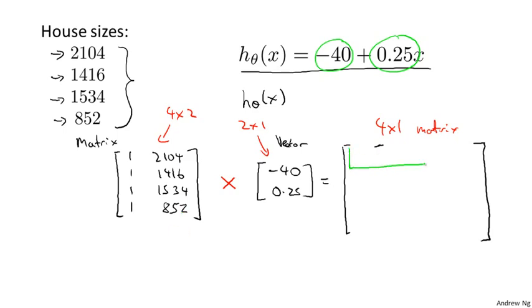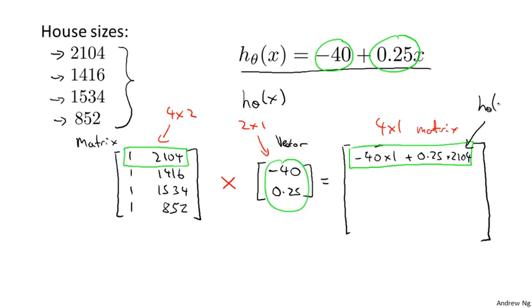Now it turns out the first element of this result, the way I'm going to get that is I'm going to take this and multiply it by this vector. And so this is going to be minus 40 times 1 plus 0.25 times 2104. By the way, on the earlier slides, I was writing 1 times minus 40 and 2104 times 0.25, but the order doesn't matter. Minus 40 times 1 is the same as 1 times minus 40. And this first element, of course, is h applied to 2104. So it's really the predicted price of my first house.